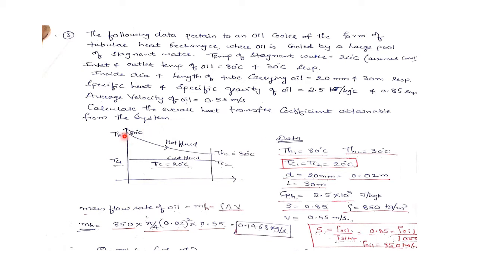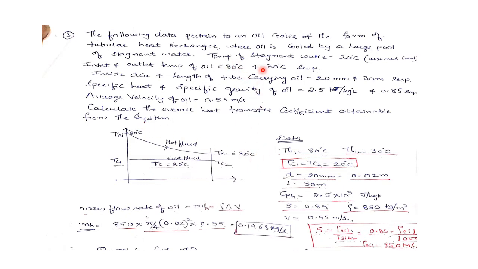So this is the graph related to this problem. Here, where oil is cooled by a large pool of stagnant water, he has given the temperature of the stagnant water as 20 degrees centigrade, and the inlet and outlet temperatures of the oil as 80 and 30 degrees centigrade. That means he has given the temperature of the hot fluid at the inlet and at the outlet, 80 degrees centigrade and 30 degrees centigrade respectively.